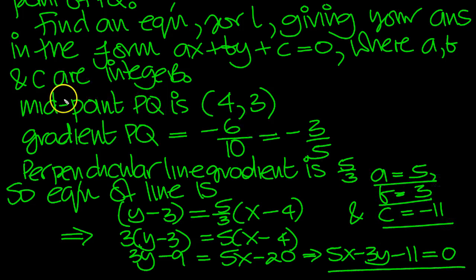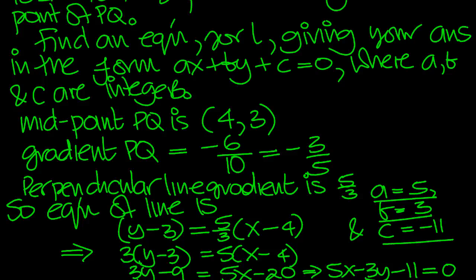So we found the integers a, b and c. Okay, so I think that, find the equation of line L giving it in the form this, where a, b and c are integers. There we go.